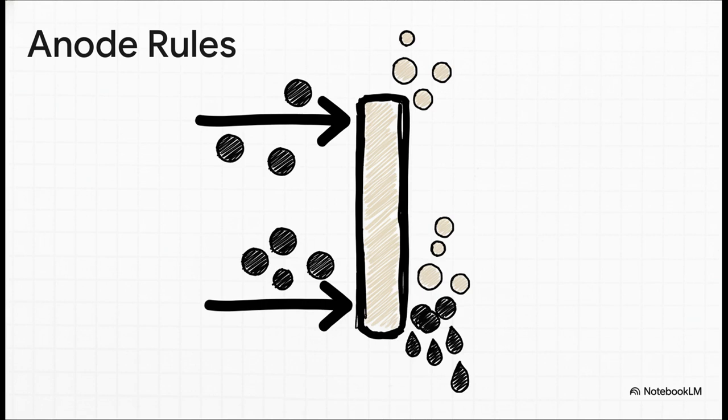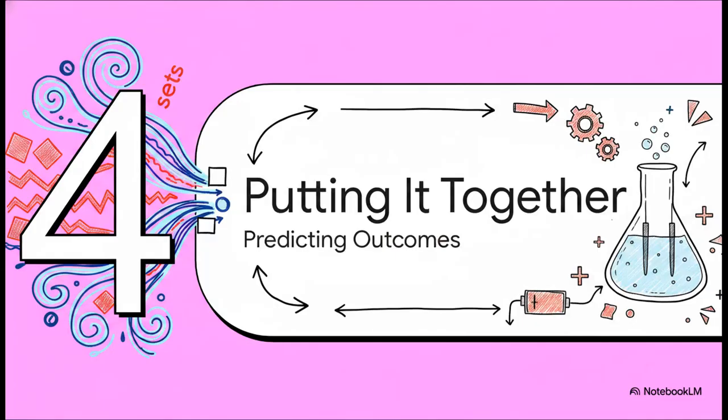But if a halide isn't present, say we have a nitrate or a sulfate ion instead, then it's always the hydroxide ion from the water that gets discharged. And when those hydroxide ions give up their extra electrons to the anode, they react to form oxygen gas and water. All right, section 4, putting it into practice, predicting outcomes.